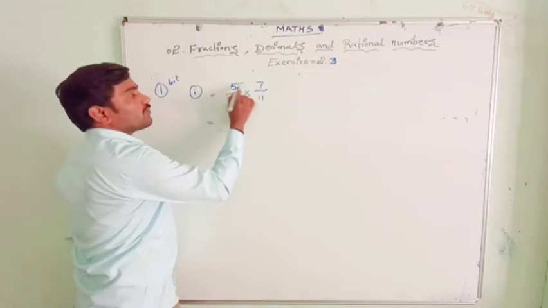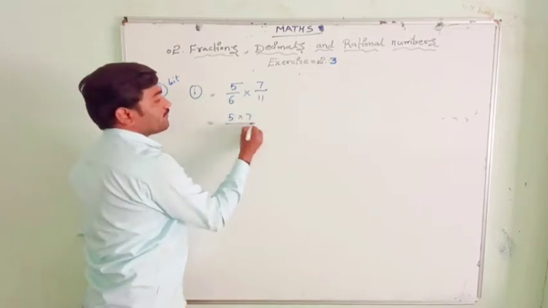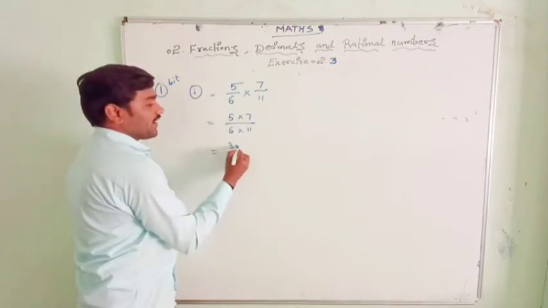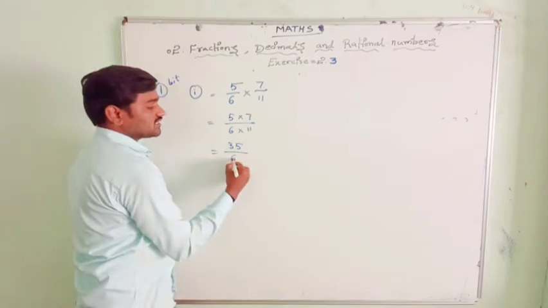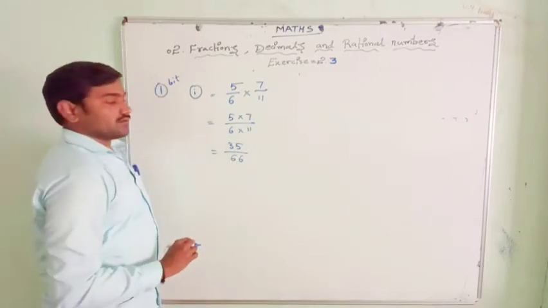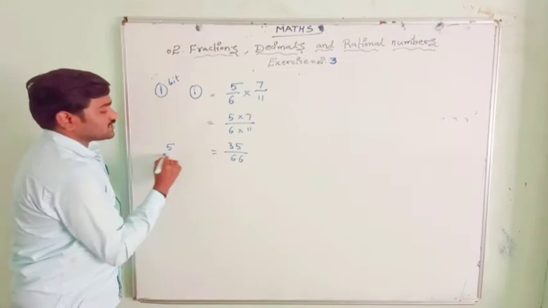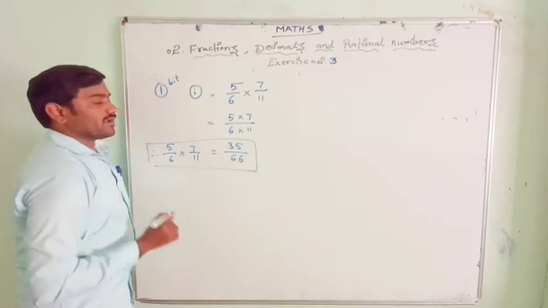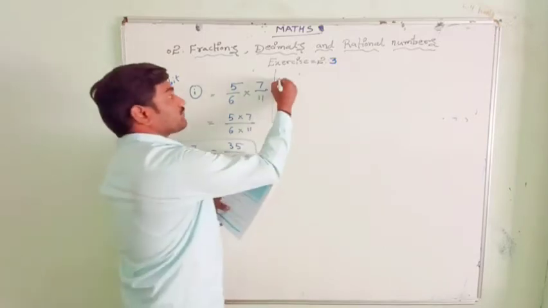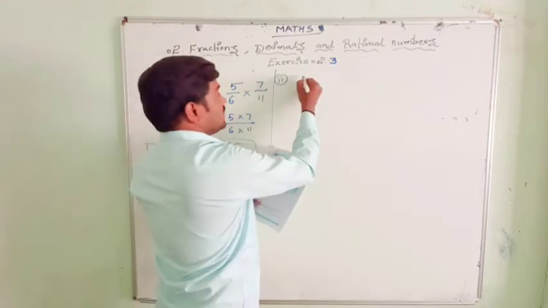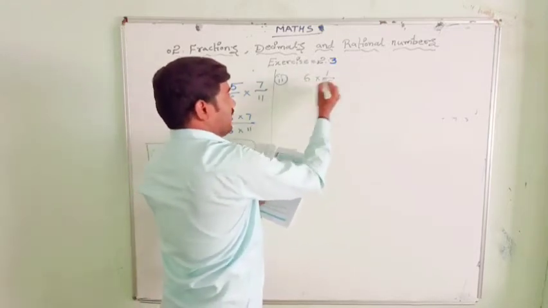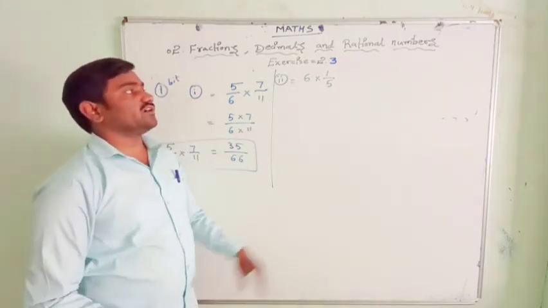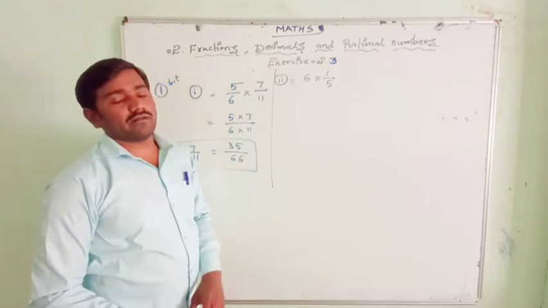So what do we do now? Product of numerators 5 into 7 by the product of denominators 6 into 11. Now 5 sevens are 35. Now by 6 elevens are 66. This will be the answer. Simple. Very simple. The answer of 5 by 6 into 7 by 11 is equal to 35 by 66. Then the second question of this bit is 6 into 1 by 5. Now you can observe here, as in exercise number 2.2, in the same way we got one fraction into one whole number.